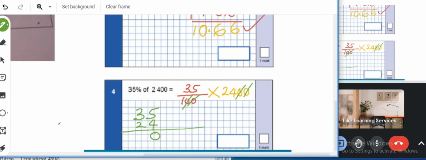I got 840. 4 times 5 is 20. That's 0, carry 2. 4 times 3 is 12 plus 2 is 14. Then, oh, there's not enough space. I think I need to reduce this. Let me reduce this, it's too big.